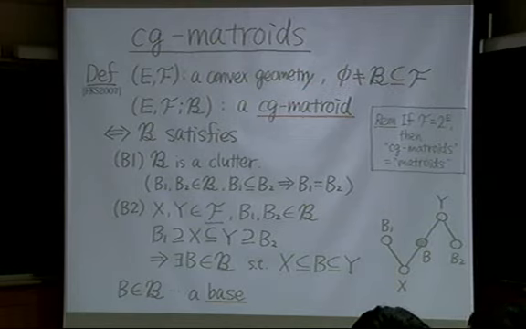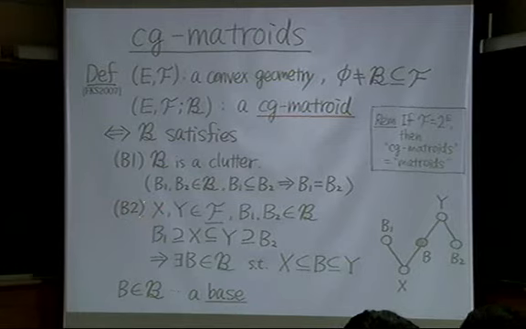Then we call the pair (E, F) and script B a CG matroid if script B satisfies the following two properties. The first one is that this is a clutter. Clutter means for any B1, B2 from here, if B1 is contained in B2, then indeed B1 is equal to B2. This is a clutter. And the second property is called the middle base property.